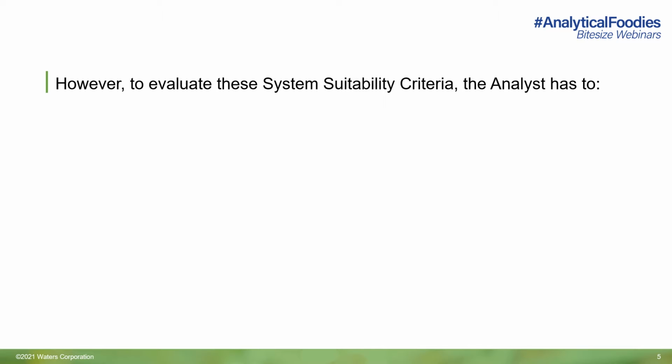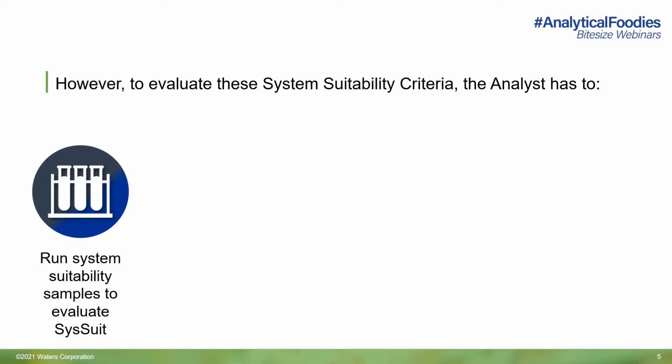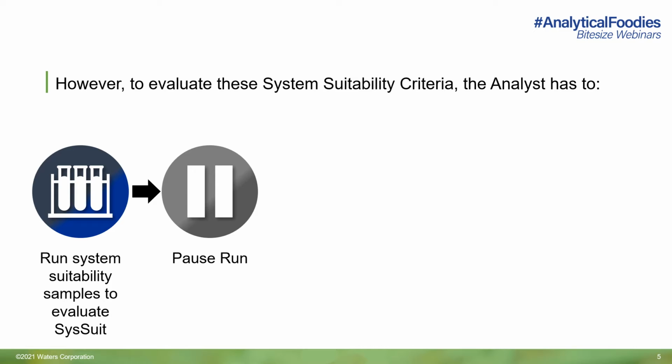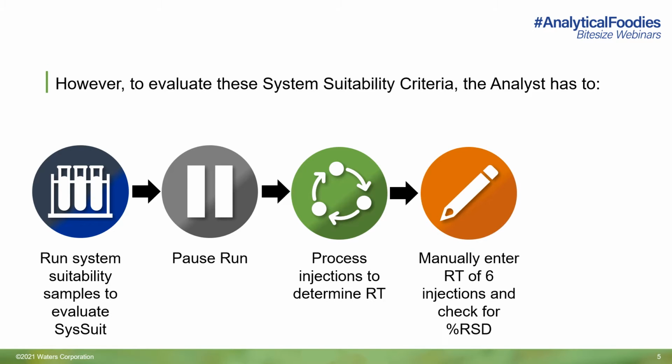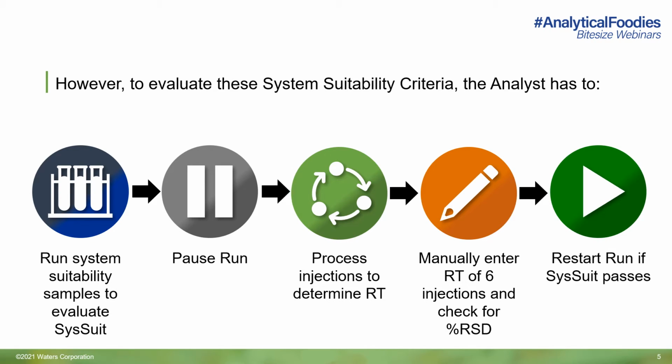For example, the analyst has to look into the percent RSD of the retention time of 6 injections. First, the analyst has to run system suitability samples, then pause the sample run, process the samples to determine the retention time, manually enter the retention time of 6 injections into a spreadsheet to check for percent RSD, and restart the sample run if system suitability passes.